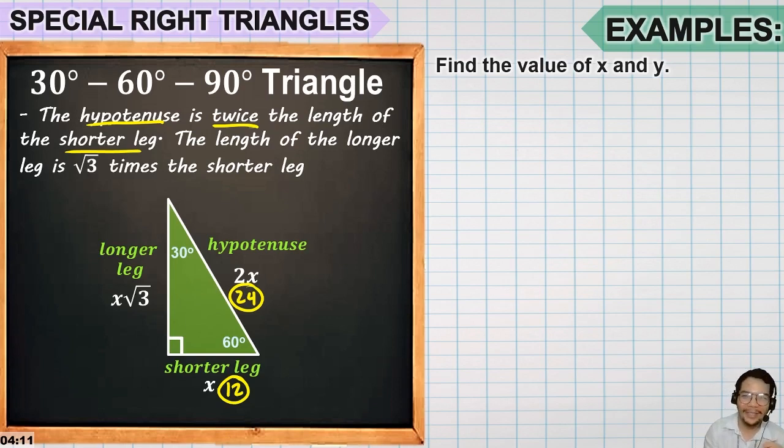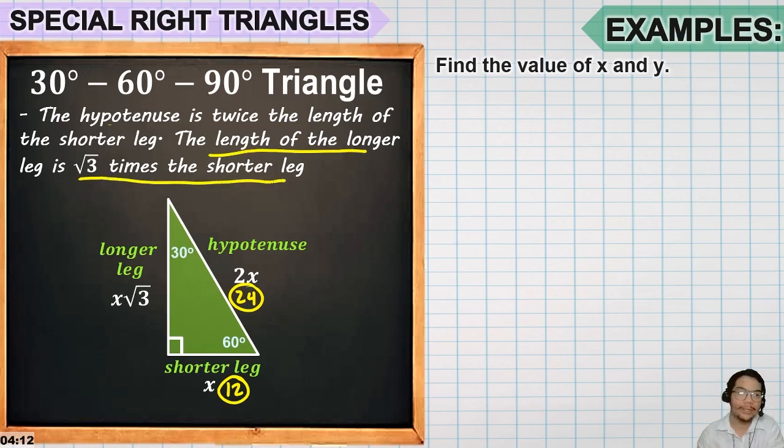Ayun, meron palang nakaintindi. Anyway, so how about the longer leg? Sabi dito, the length of the longer leg is square root of 3 times the shorter leg. So in this case, times mo lang daw ng square root of 3 yung shorter leg kung gusto mong kuhain yung sukat ng longer leg. Kaya nga dito, if the shorter leg is x, you can get that longer leg. You just need to multiply square root of 3 from that one and we'll get x square root of 3.